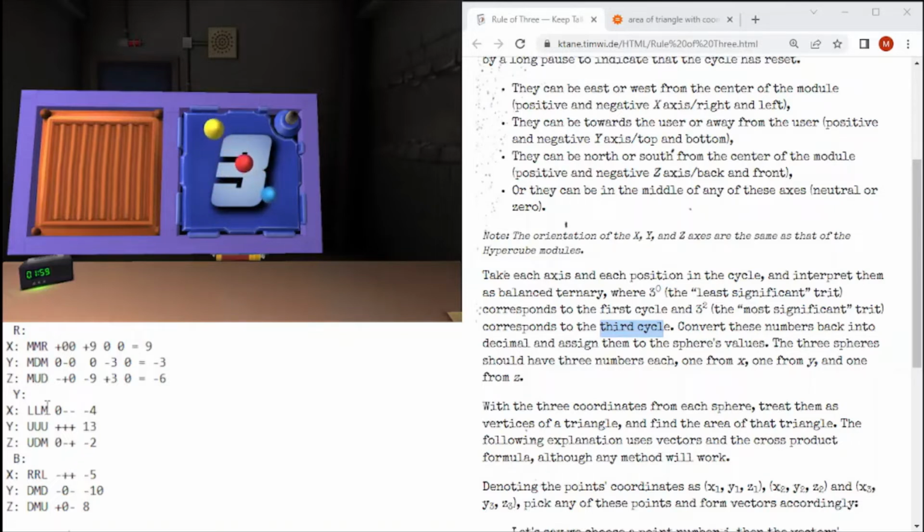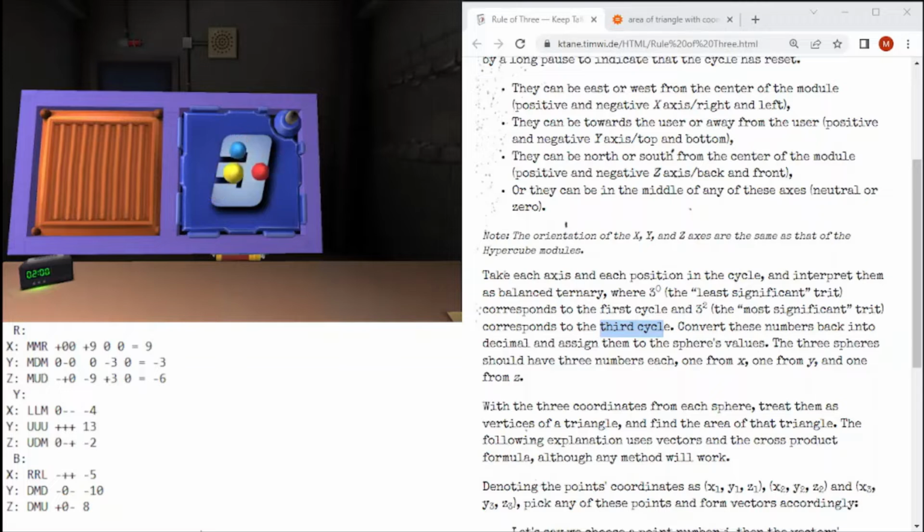Right, so the number that came from the movements in the x-axis for the red sphere, that 9, becomes the x-coordinate of our first point, the point corresponding to the red sphere. So that point is 9, minus 3, minus 6. The point for the yellow sphere is minus 4, 13, minus 2. And then lastly, for the blue sphere, we have minus 5, minus 10, 8.